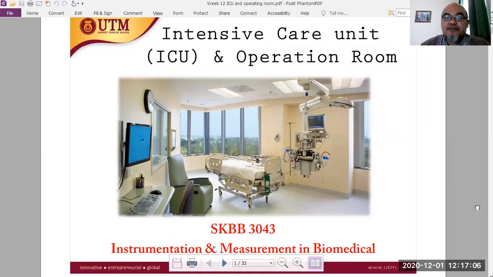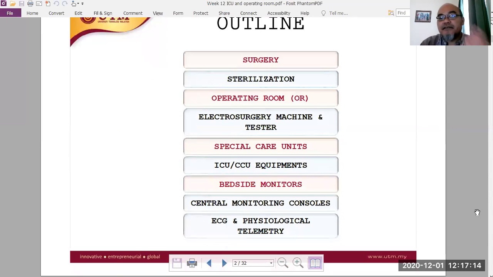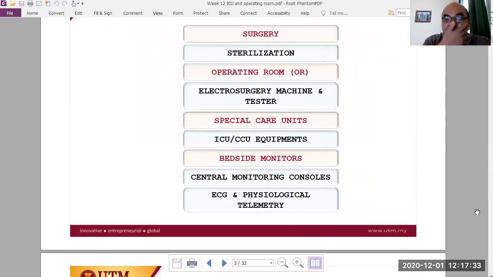So what are the instruments needed in such an intensive care unit as well as in the operating room? We are going to discuss some types of surgery and the sterilization procedure required during surgery. Then what is in the OR, the operating room or operating theater, and some electrosurgery machines and devices and testers, special care units, then equipment in ICU and ICCU. ICU relates to intensive care unit, while ICCU stands for intensive cardiological care unit.